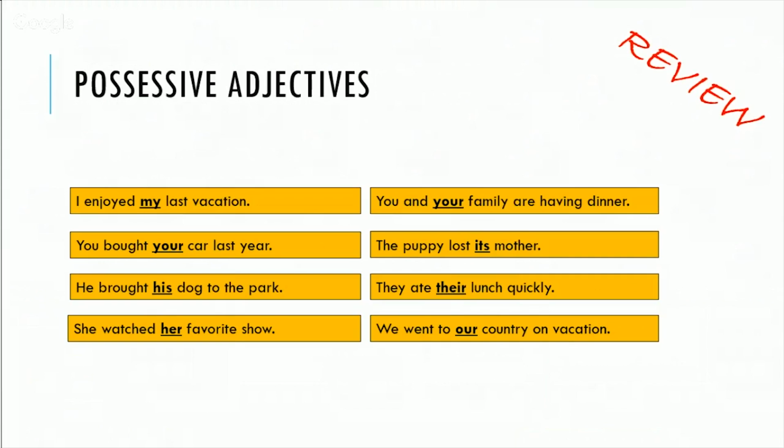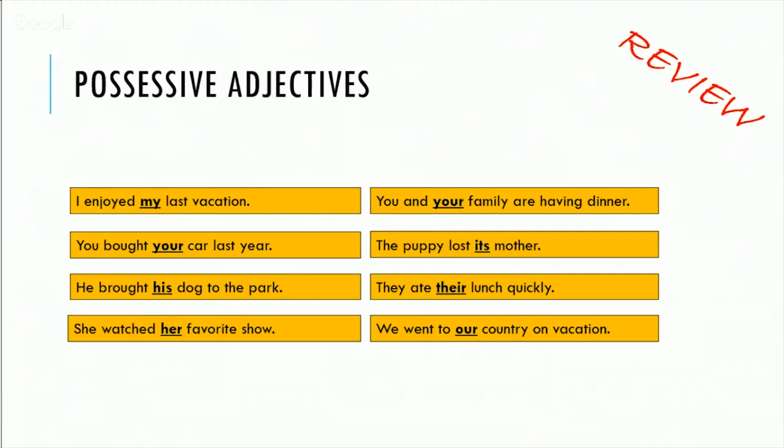Number three, he brought his dog to the park, right? His is a possessive adjective. It describes the dog as belonging to him or to the subject, he. We have the fourth sentence. She watched her favorite show. Her is a possessive adjective. It describes the show as belonging to her. That's her favorite show, belongs to her.